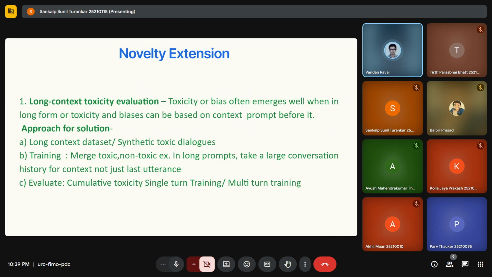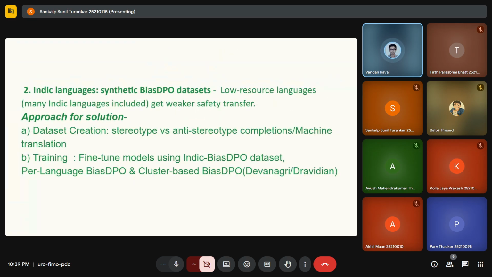The second one is about the Indic languages, in which you can prepare synthetic bias DPO datasets, similar to the English bias DPO datasets, which have stereotype versus anti-stereotype completions from machine translation. We can train the models using this Indic bias DPO dataset. This training can be done per language or cluster based. In per language bias DPO, we only train models on a particular language. In cluster based, we train models on a script basis, such as Devanagari and Dravidian.